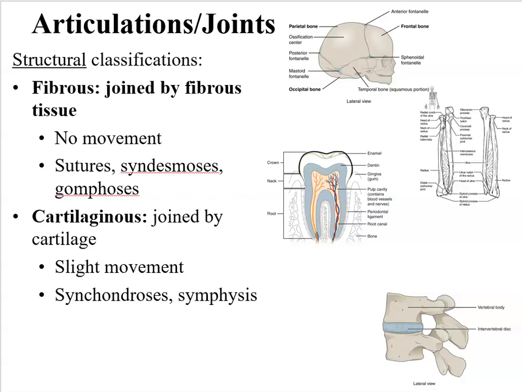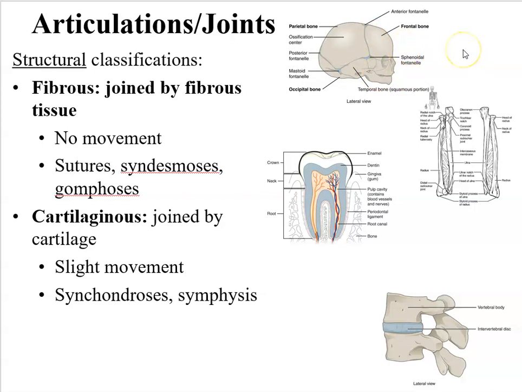Fibrous joints are joints that are held together by fibrous connective tissue. They permit a very small degree of movement. They include sutures, syndesmoses, and gomphoses. Sutures have a very thin layer of fibers joining the bones together, like the sutures of the skull. We can see here, there's a tiny bit of wiggle room.